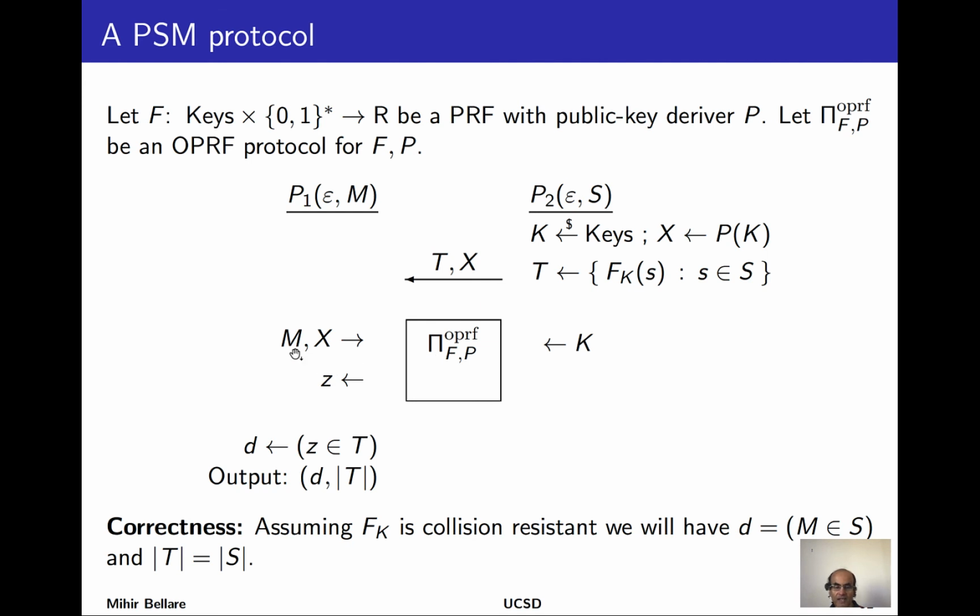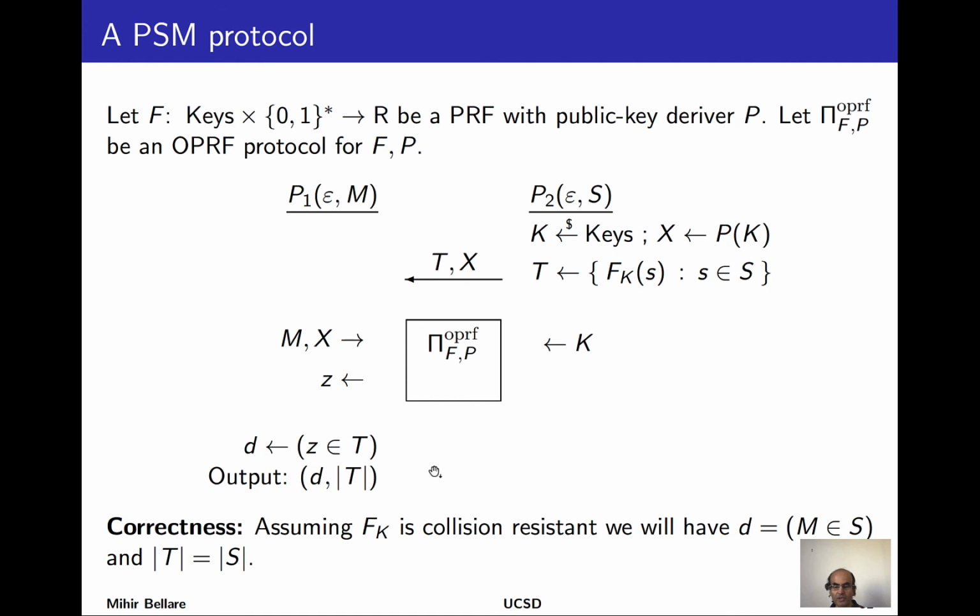It will now input to that protocol its message. The protocol will use this public key derived value. On the other side, party number 2 will input the key, and the result will be f sub k of M. So all that this party now has to do is check whether that belongs to this set of encrypted members of this set. And it outputs that Boolean, and this as its estimate of the size of the set S.